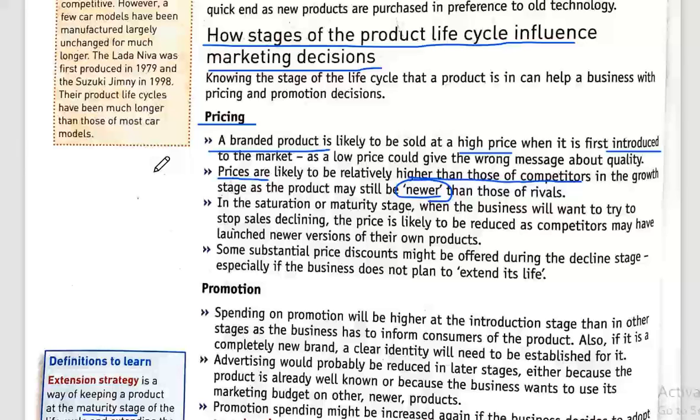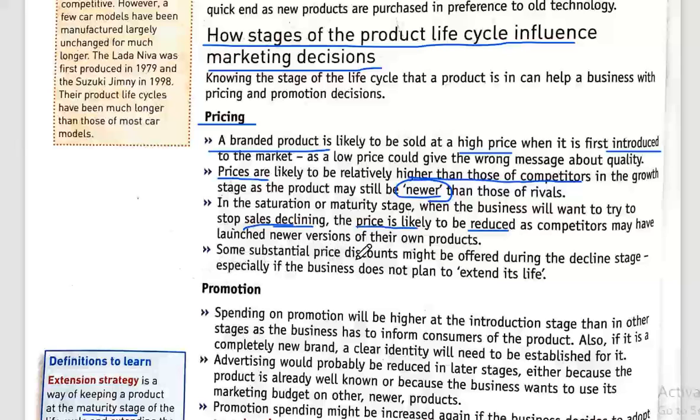In the saturation or maturity stage, when the business will want to try to stop sales from declining, the price is likely to be reduced. So if my product is declining, the sales are declining, I will not, of course, increase the price. I will reduce the price, because competitors are either doing lower prices or launching new products.